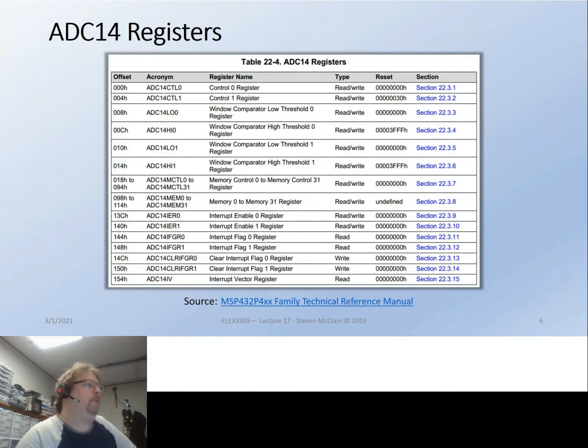Yeah, here's all of our registers. Again, another chart that once you start getting in tune with how this stuff works, ultimately you end up just looking at charts like this because it tells you the whole thing in one shot. So you can see we got a couple control registers, a bunch of comparator registers, which we're not going to use that feature. We got memory control 0 to memory control 31. So there's these 32 registers here. Memory 0 to memory 31. And then some interrupt register enable some things.